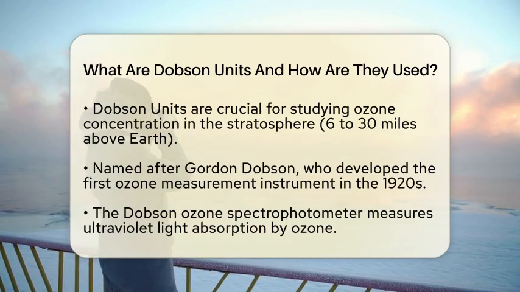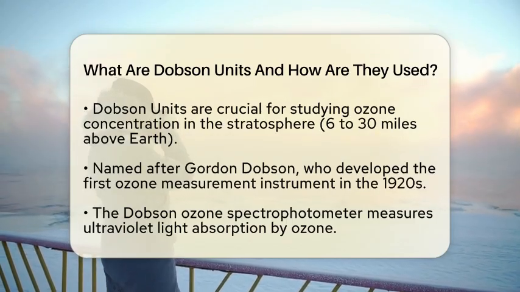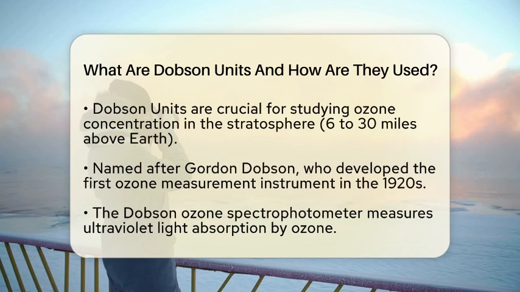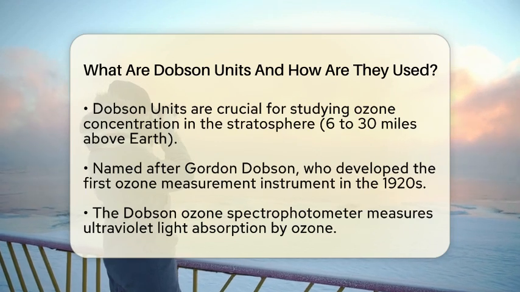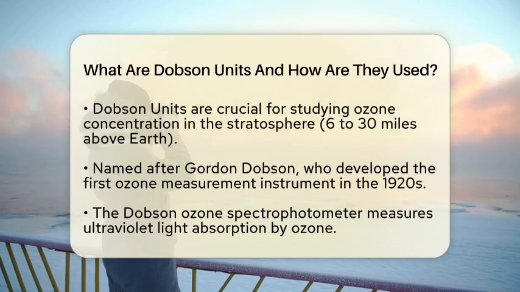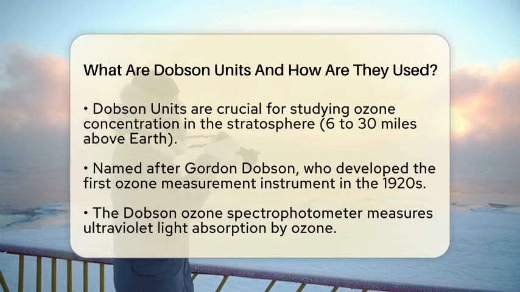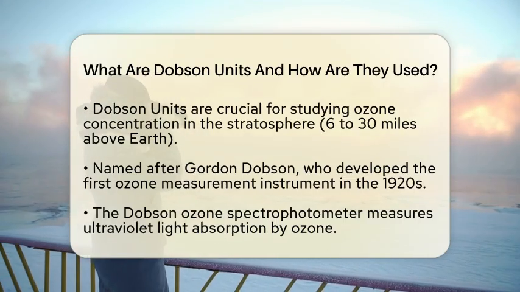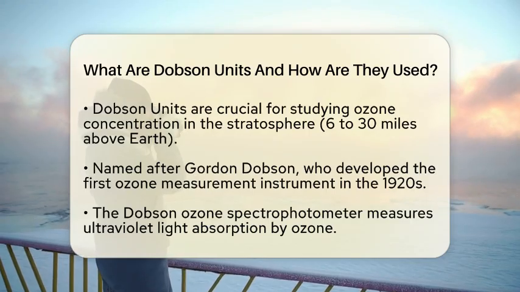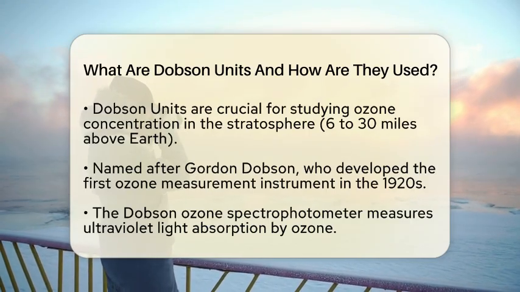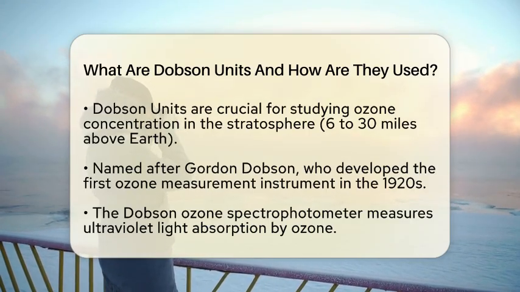Typically, the thickness of the ozone layer ranges from about 300 to 500 Dobson units. This corresponds to a layer that is roughly 3 to 5 millimeters thick when compressed. Understanding these measurements is essential for scientists studying the concentration of ozone in the stratosphere, which is the atmospheric layer located approximately 6 to 30 miles above the Earth's surface.